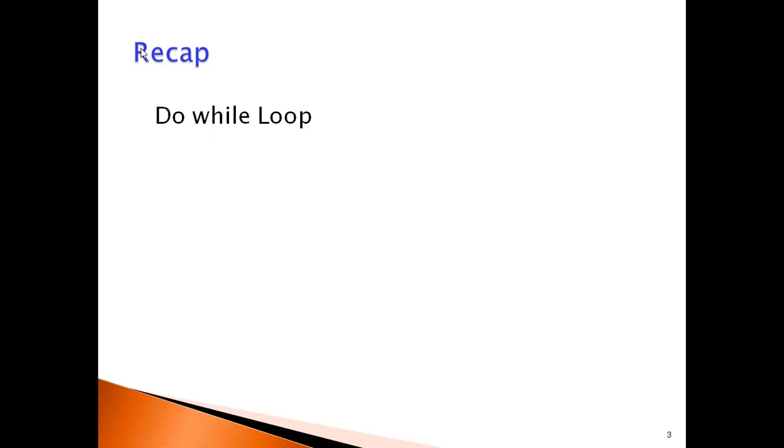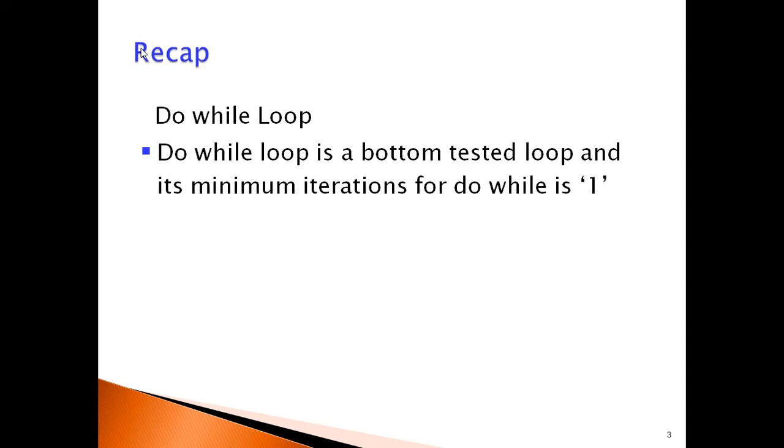In the last session, we discussed the do while loop and we practiced some programs on the do while loop. As we discussed, the do while loop is a bottom tested loop and its minimum number of iterations is 1. And we compared the while loop and do while loop, and we practiced some of the programs on the while loop and do while loop.